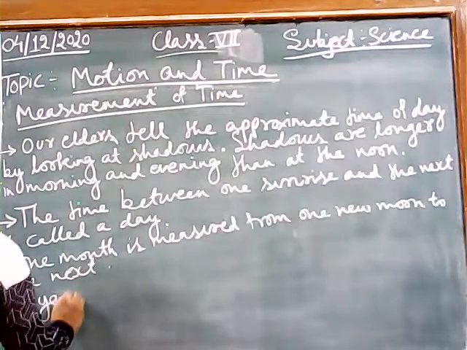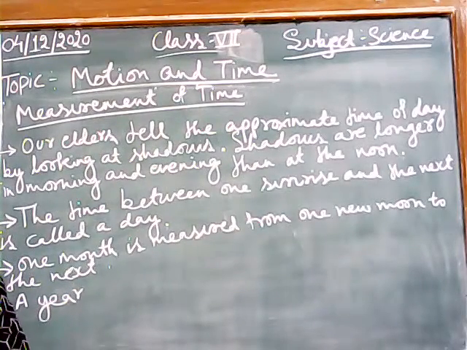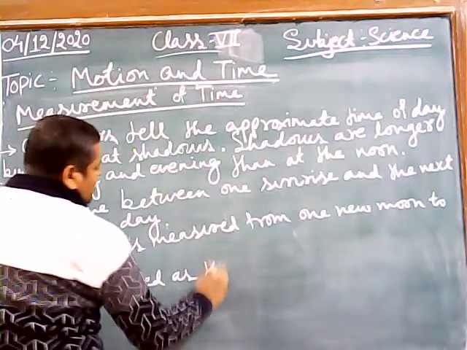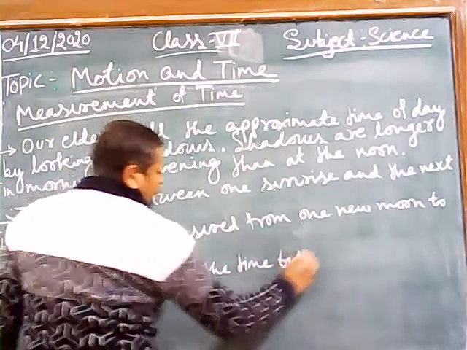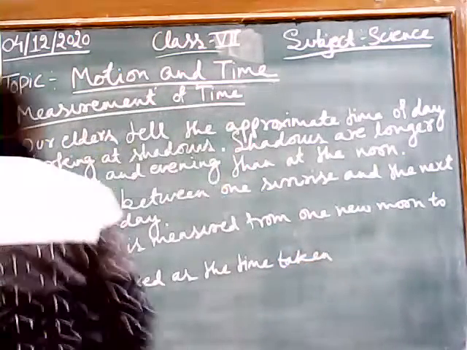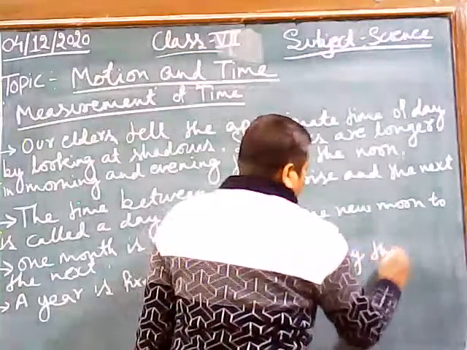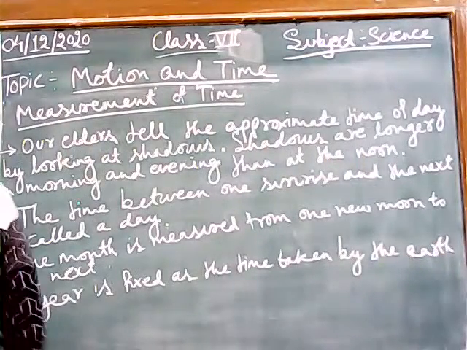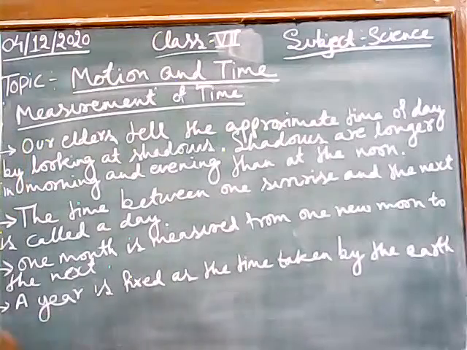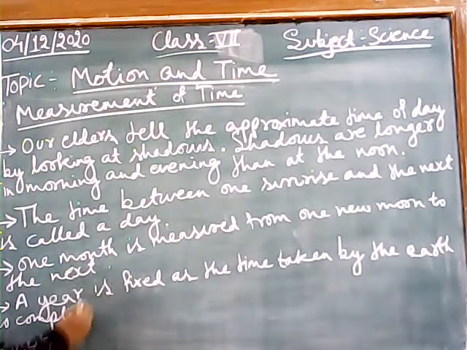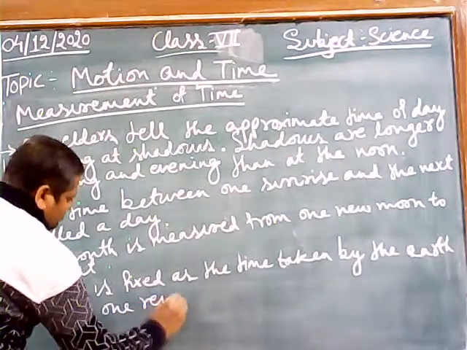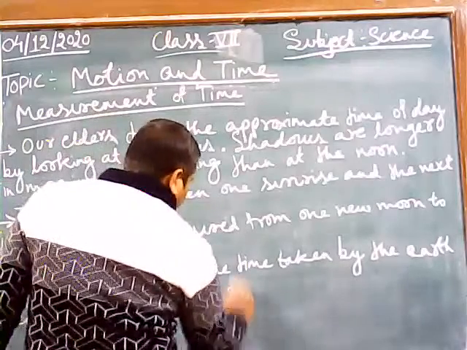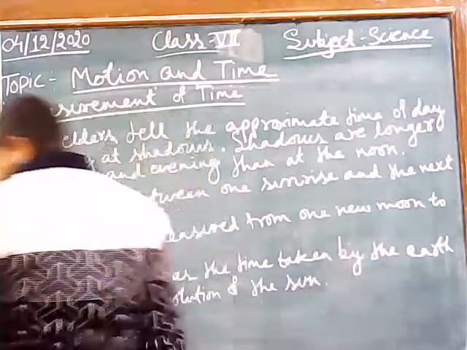A year is fixed as the time taken by the earth to complete one revolution of the sun.